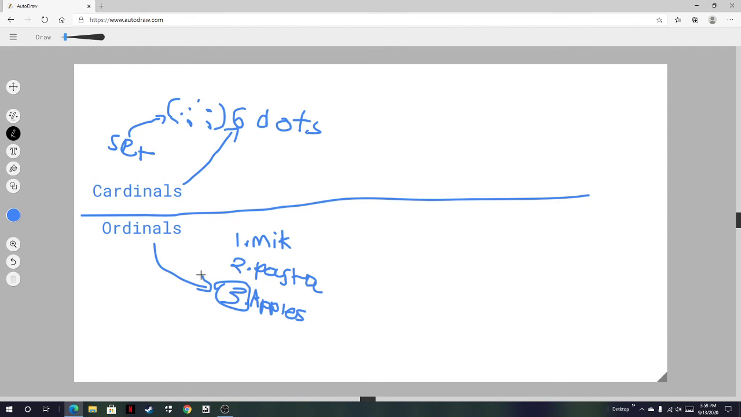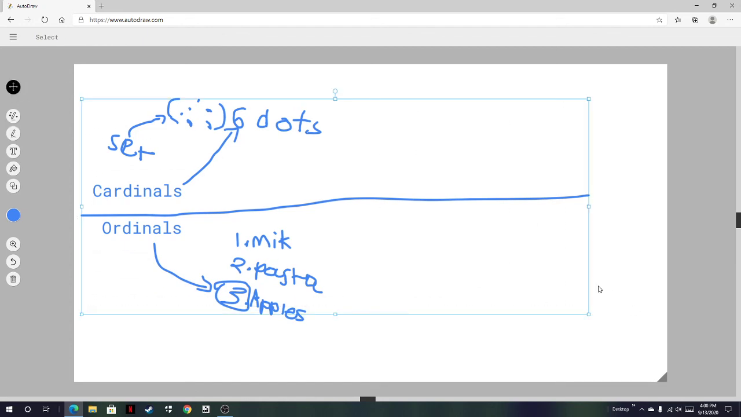Ordinals label things that they're ordered in, and cardinals label things 1 to 1, how they're counted. So we got that out of the way. Beautiful. Now I can get rid of all of this.